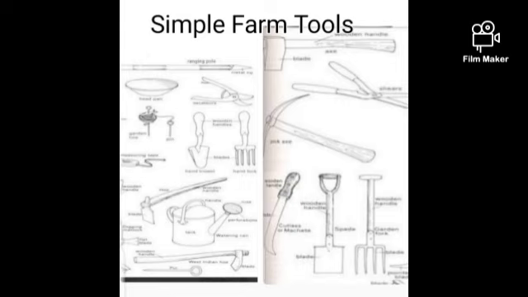For instance, cutlasses. When you look at the cutlass, it is just a tool that is commonly used by the farmer. This tool has a curved blade at the tip with a short wooden handle. These tools can be used for cutting down trees and also for clearing of bushes. These cutlasses can also be used for transplanting seedlings and also for planting and also for weeding.